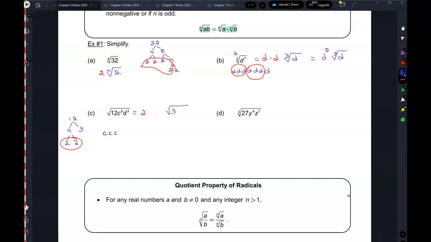C's, I got 6 of them. I'm going to group them by 2's. 1, 2, 3. How many groups are coming out? 3 groups are coming out, so C cubed. Okay? 3 bundles are coming out, so that's C cubed. Anything left to go in there? There's nothing left. So now what about the D? I have 3 D's. 1, 2, 3. I'm going to group them by 2's. This one group comes out, 1 stays in.